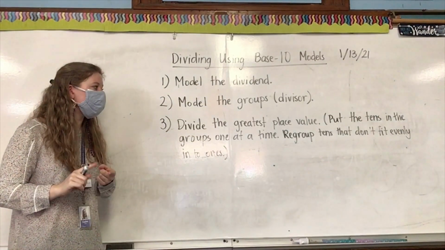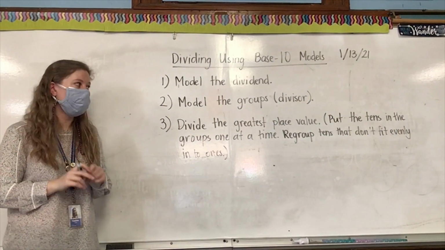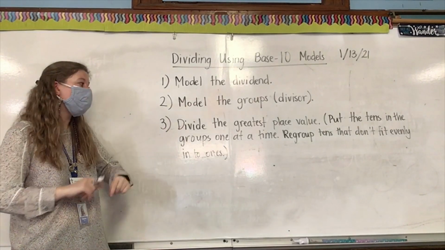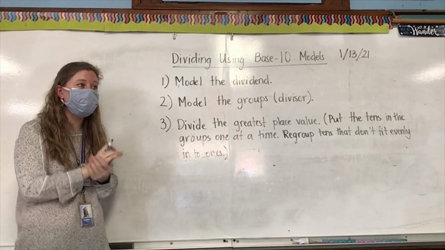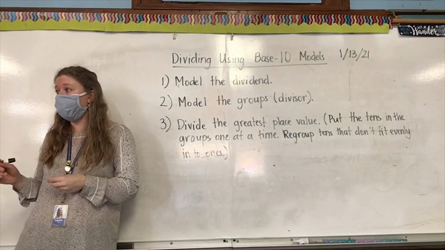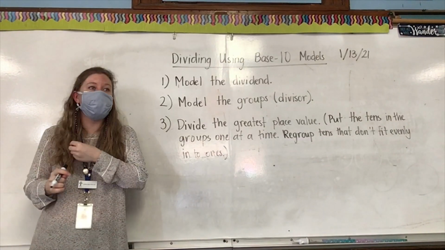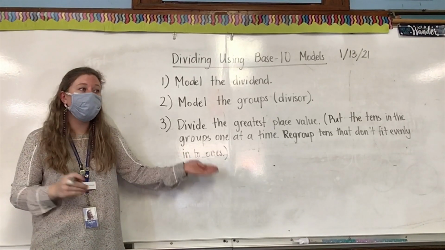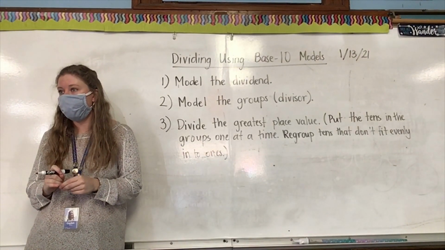So step 3 is divide the greatest place value. Now what that means, we're using tens as our example. Put the tens in the groups. You have your groups. One at a time. Any tens that don't fit evenly, you regroup into ones. That means sometimes we may have 1 ten left over that we can't fit. We might have 2 tens left over that we can't fit, whatever. However many tens that do not fit evenly, we have to regroup them into ones.